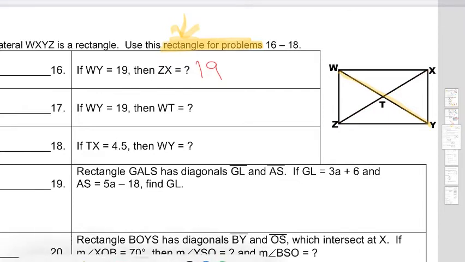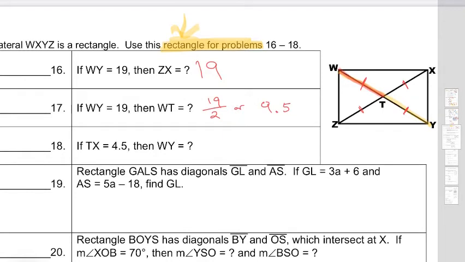Next question. They're telling you if WY is 19, then what is WT? WT goes from here to here. So remember, the diagonals, not only are they congruent to each other, but they bisect each other. So if the whole thing is 19, WY is 19, then half of that would be WT. So we can write it one of two ways, 19 halves, or what's half of 19 as a decimal is 9.5.